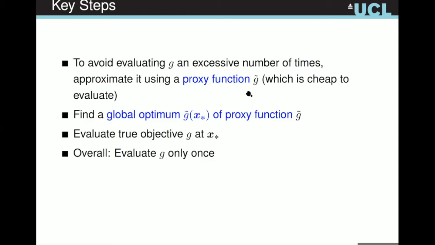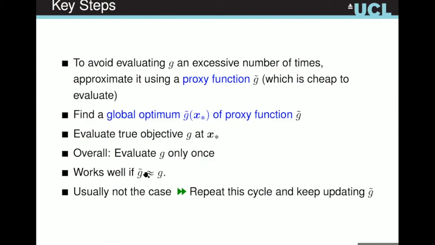We can evaluate g tilde many times. And once we find an optimizer, x star of g tilde, we can now evaluate the true objective function at x star. So all of this requires evaluating g a single time, which is in this third bullet point here. We're going to repeat this with more details a bit later, but this is at a very high level. That is the key idea.